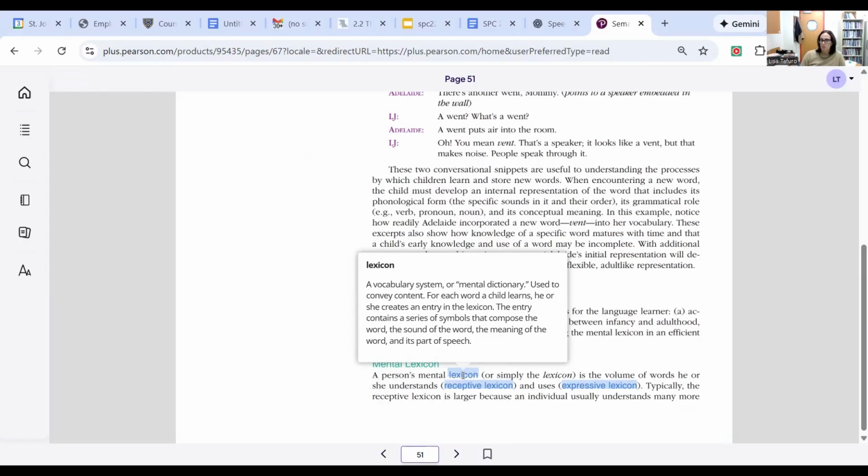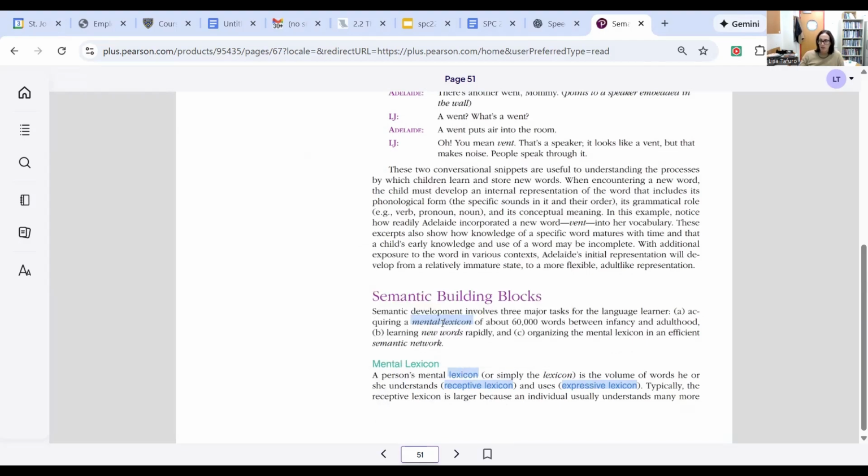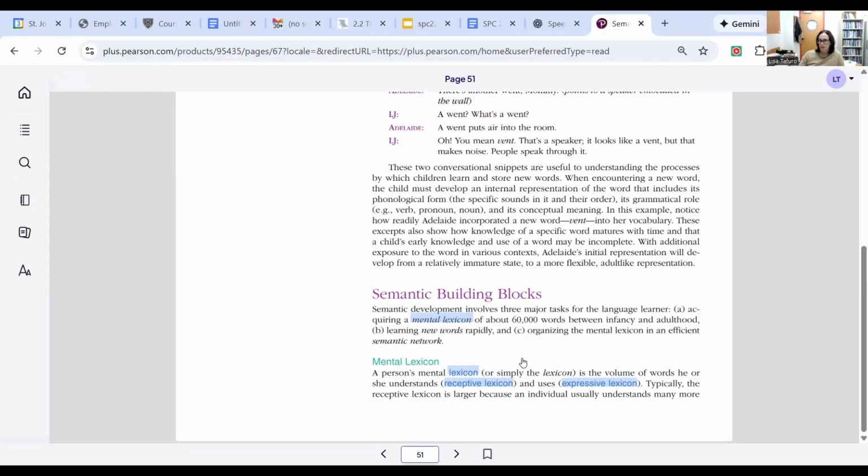So the words are simply symbols, right? But the meanings of the words are what we're very much interested in. And that meaning is in part a semantic building block. So the more words a child has, the more semantic knowledge that child has, right? So acquiring the mental lexicon of about 60,000 words between infancy and adulthood. That was the number we just used.